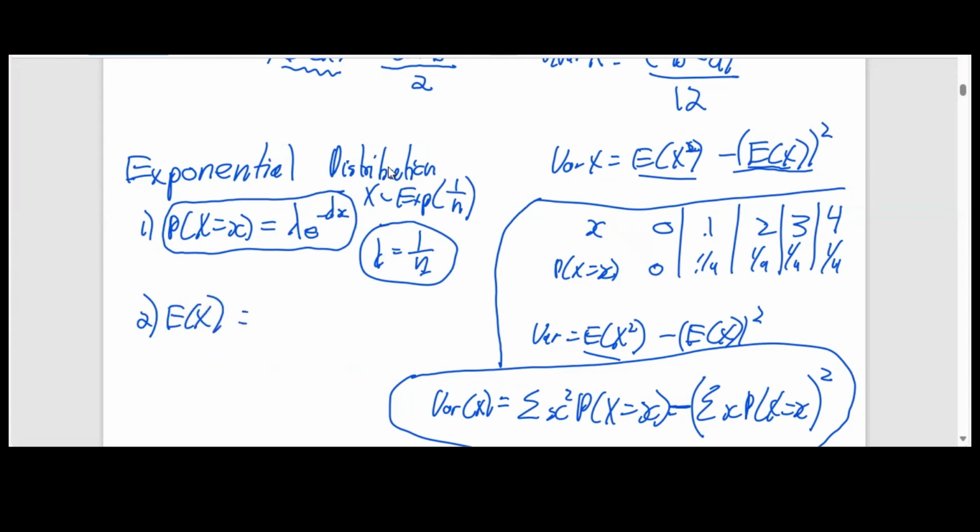And you have the variance. The thing you have to know about this one is the CDF, capital F of x. That's 1 minus e to the minus lambda x. This gives you the probability of less than, because it's the CDF, sorry, not the PDF.